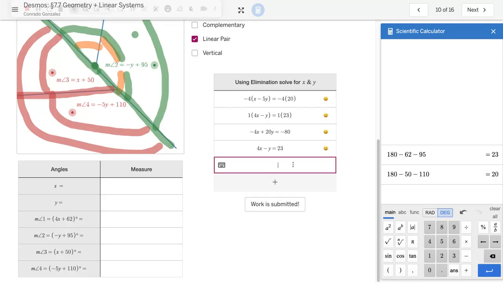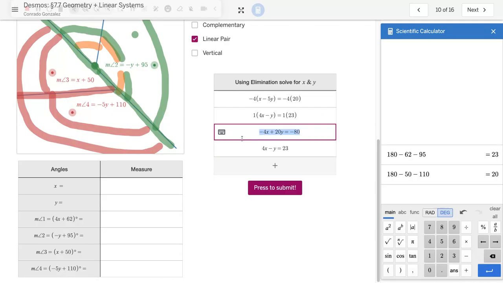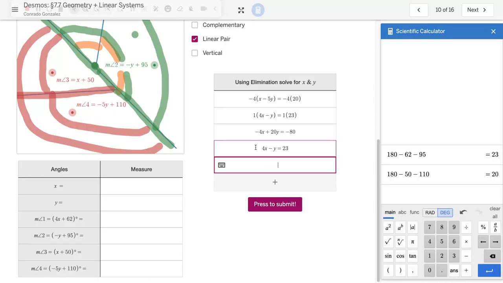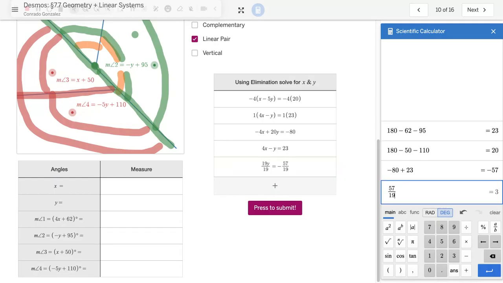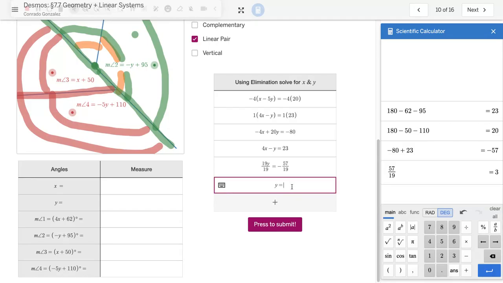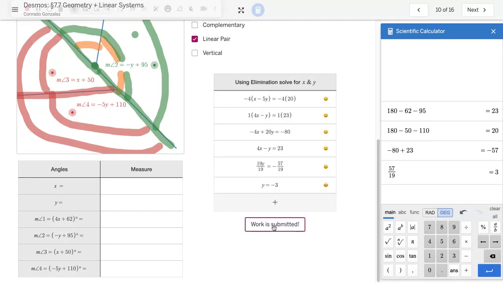Now I'm ready to sum the equations. This one and this one get added, these two. Negative 4x plus 4x sums to 0. 20 minus 1 is 19y equals negative 80 plus 23, negative 57. Then I divide both sides by 19. 57 divided by 19 is 3. So y is equal to negative 3. Check your work. There it is.